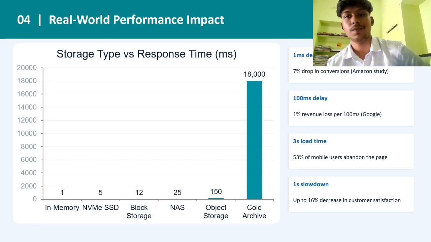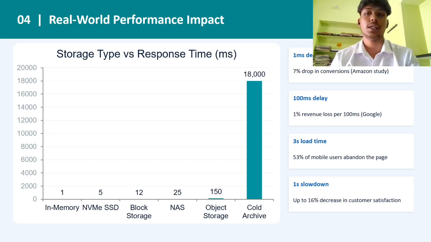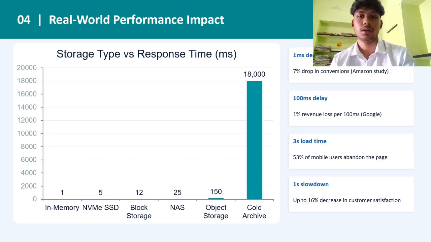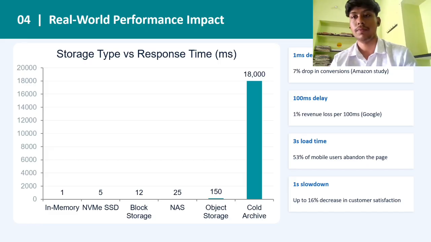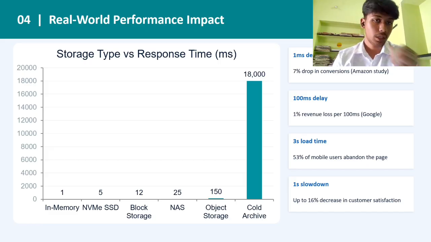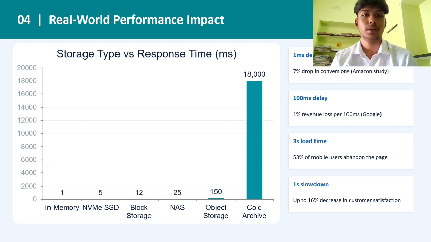Google found out that for every 100 milliseconds of added delay, that's one tenth of a second, they experienced a 1% loss in their revenue. 1% revenue loss, again for a company at Google scale, 1% is an enormous amount of money.